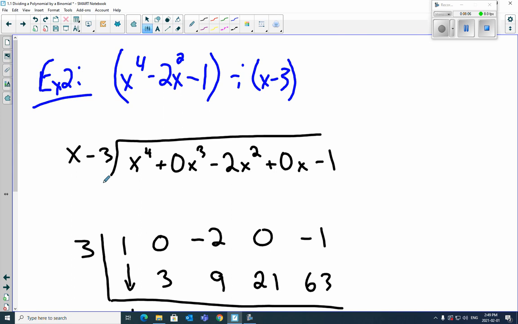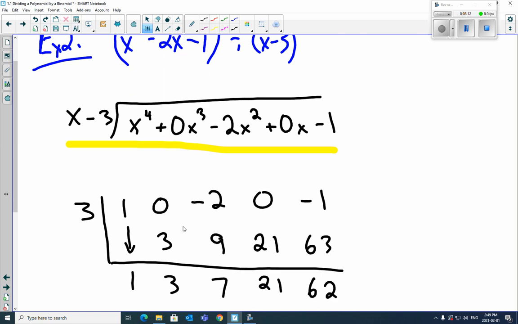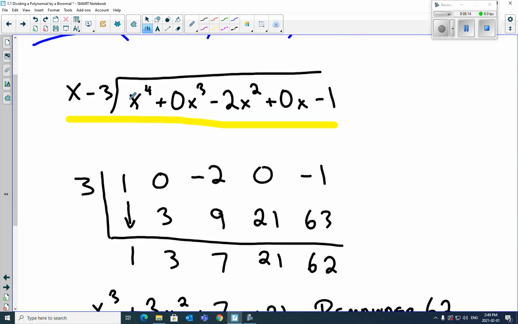And then we do our x minus 3 out the front. Now, this alone right there would be very difficult to do. You still need to practice it, but let's see synthetic division. So we deal with the coefficients. So 1, 0, negative 2, 0, negative 1.